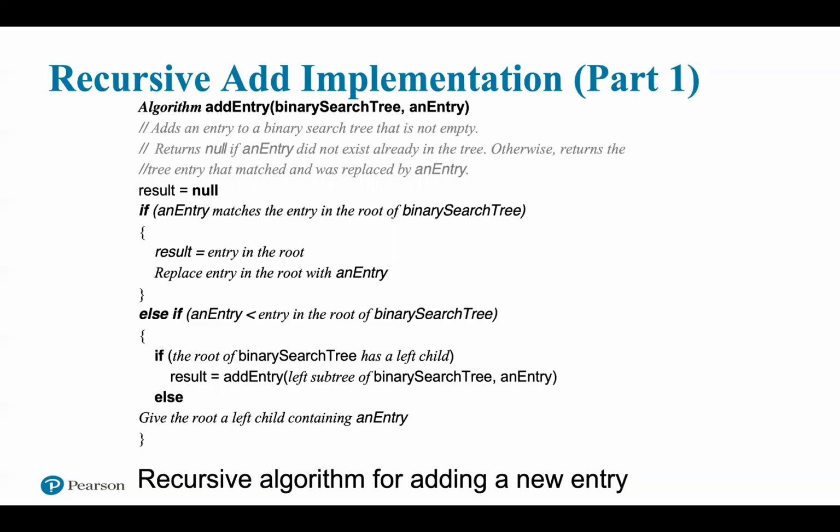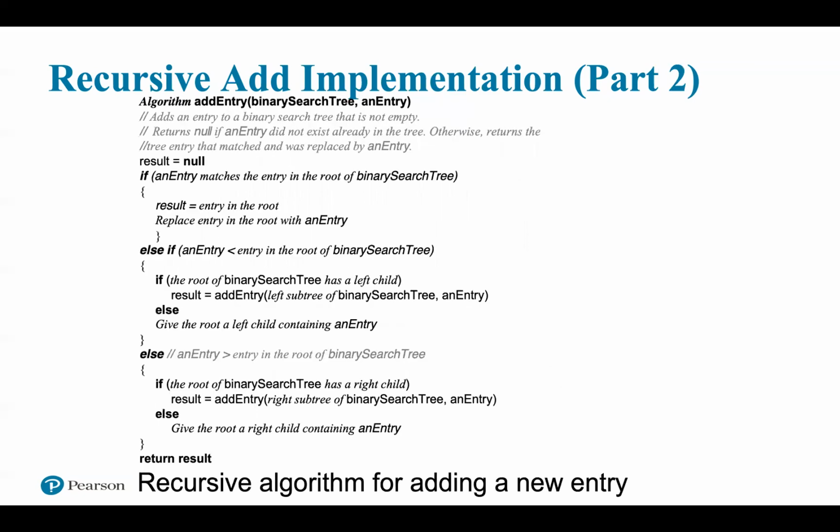Okay, let's look at a recursive algorithm for adding a new entry. The following recursive algorithm formalizes this approach in accordance with the specification of the method add in the search tree interface. Recall that we decided to have only distinct entries in the binary search tree. If we try to add an entry to the tree that matches an entry already in the tree, we replace that entry with the new entry and return the old entry. To simplify our algorithm, let's assume for the moment that the binary search tree is not empty.